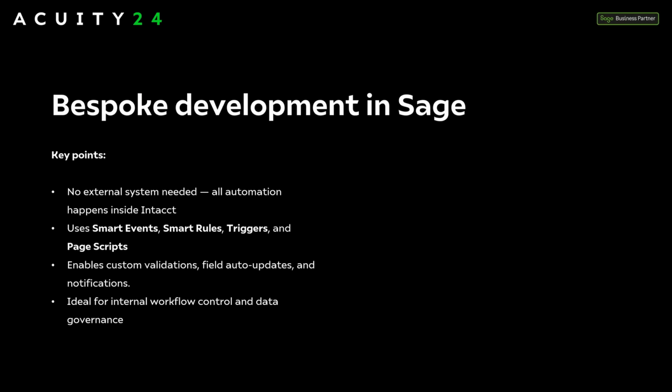It uses smart events, smart rules, triggers, and page scripts. Just to quickly explain what those are: smart events are events that allow you to basically do automations. It allows you to send notifications when, for example, an invoice is created. It also allows you to do a webhook, meaning that you can use a smart event to connect to a webhook or send information to another application using its web service or API.